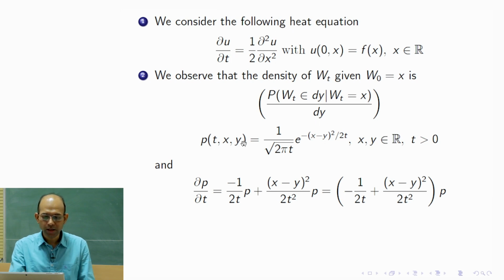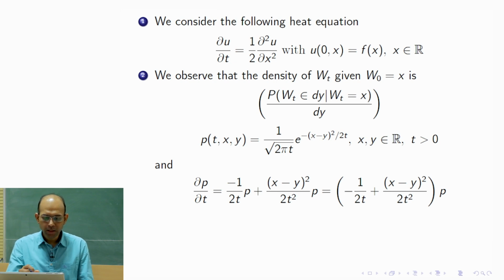So, p_t(x, y) is given by 1 over square root of 2 pi t times e to the minus (x minus y) whole square by 2t. This formula we all know, because this is nothing but the probability density function of a normal random variable with mean 0 and variance t. We have already seen this in the definition of Brownian motion, that this should be the density function.